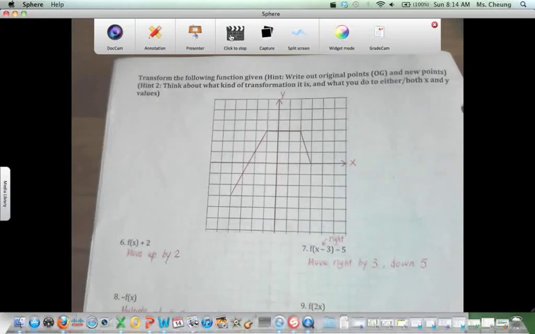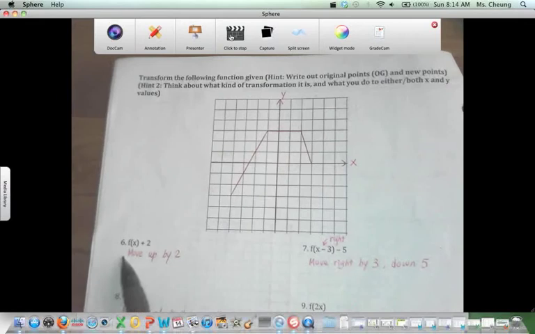Okay, we are looking into Unit 2, Quiz 3, study guide, questions number 6, 7, and 8. Those three questions are about transforming the piecewise function. Looking at the first question, it is f of x plus 2. This plus 2 is a constant term, so the whole graph will be moving up by 2. When you need to plot it, you can look at your graph.